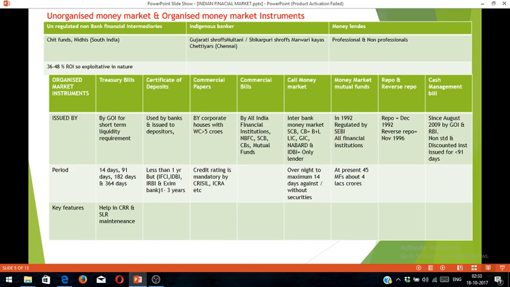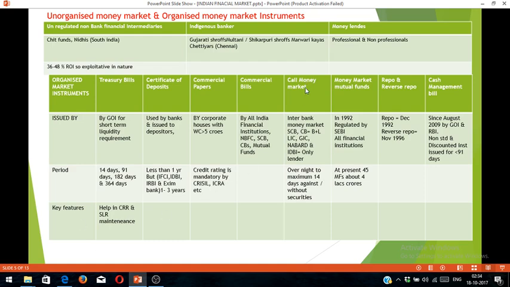Fourth one is commercial bills. Commercial bills are issued by all India financial institutions like non-banking finance companies, scheduled commercial banks, mutual funds, and so on. So these are the commercial bills which are issued for particular days, and after some time that can be discounted. That is known as bill discounting.